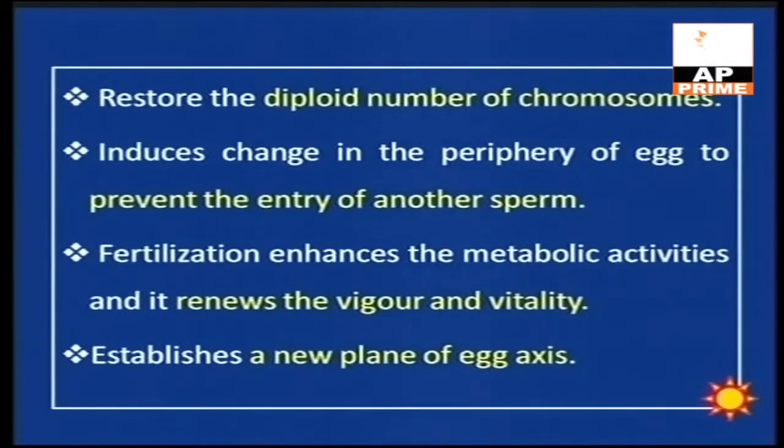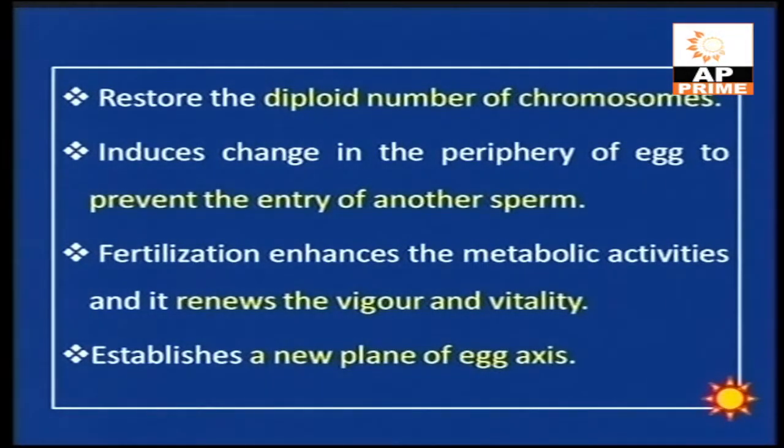The diploid cells are converted into haploid cells, and this has to restore the diploid number. By the fusion of these male and female gametes only, it can restore the diploid number.